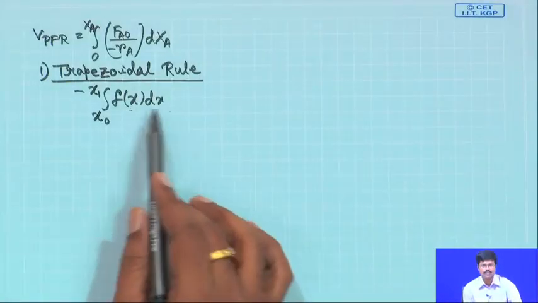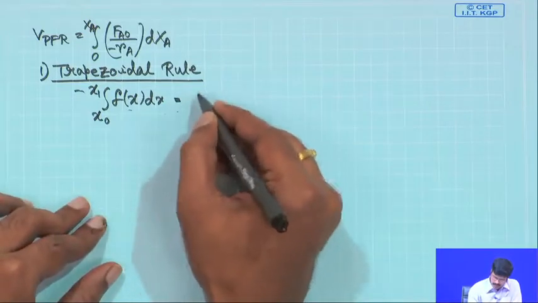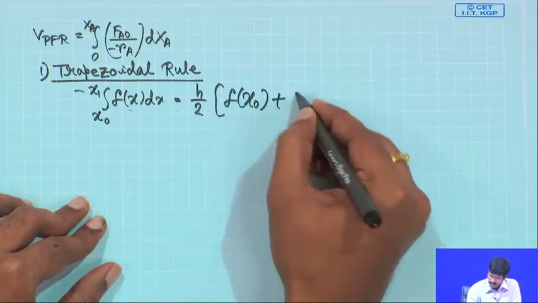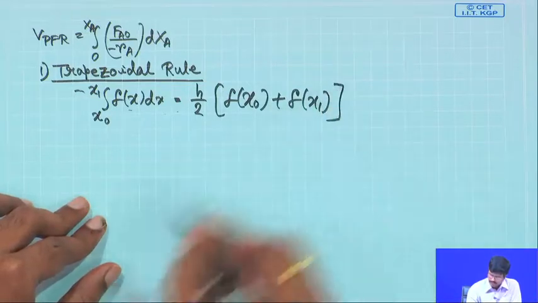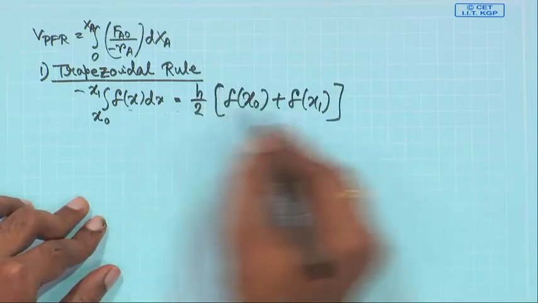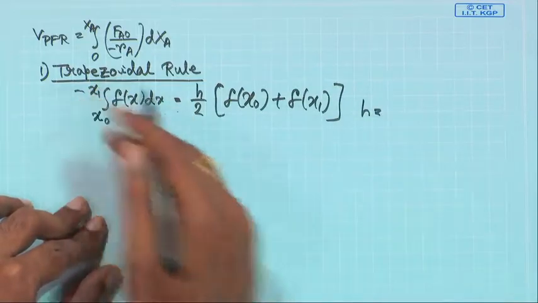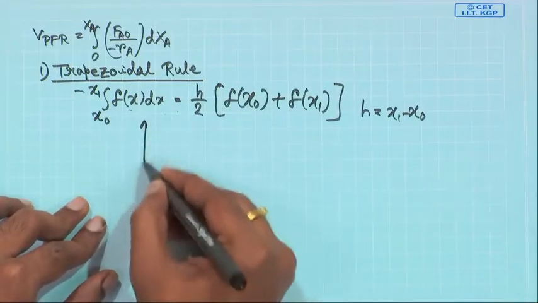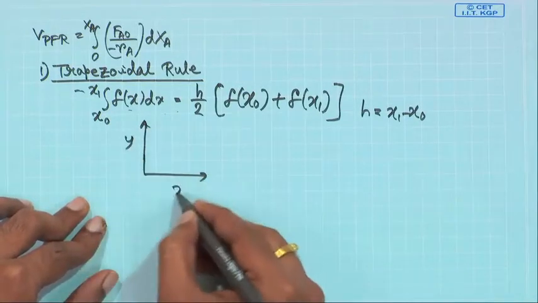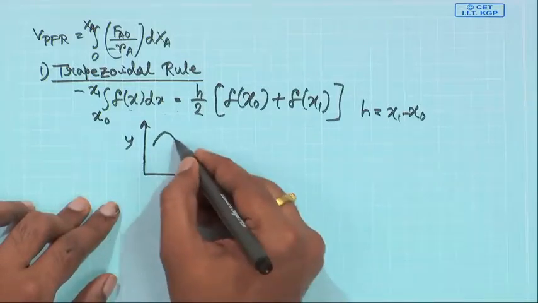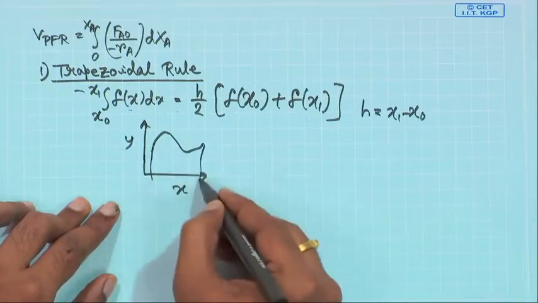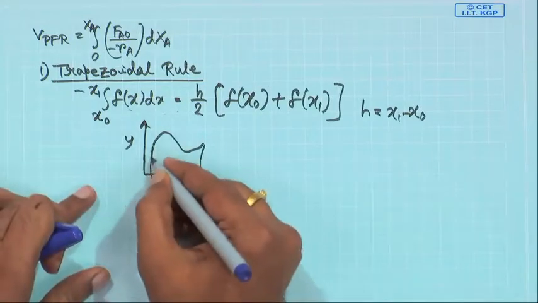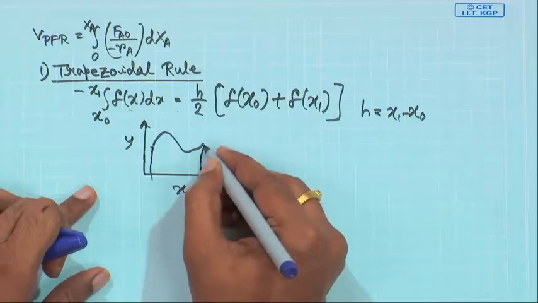The general formula here is h by 2 into f(x_0) plus f(x_1). Here h is the distance between the 2 points, h is basically x_1 minus x_0. It is nothing but saying, if you are plotting y versus x and you have a curve like this, how do you find the area under the curve? You approximate basically. What you do is you generate a trapezoid, like this.